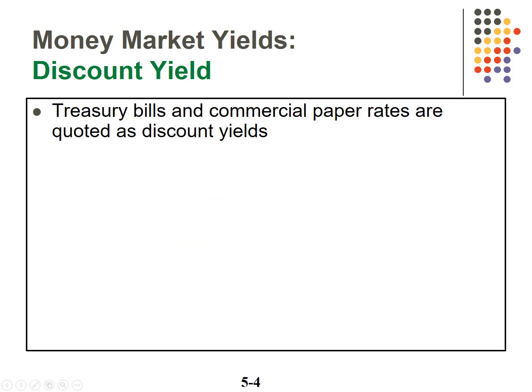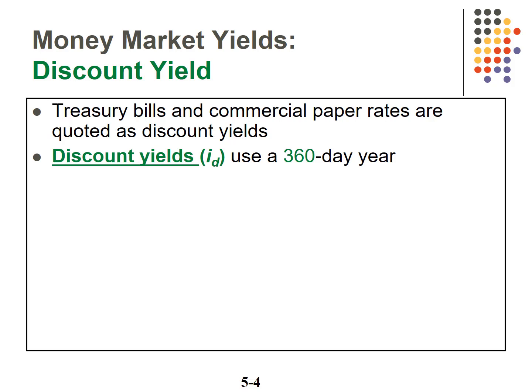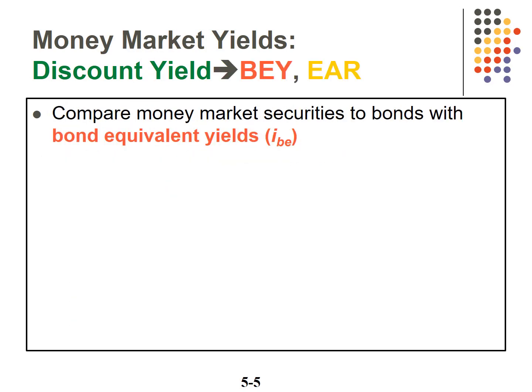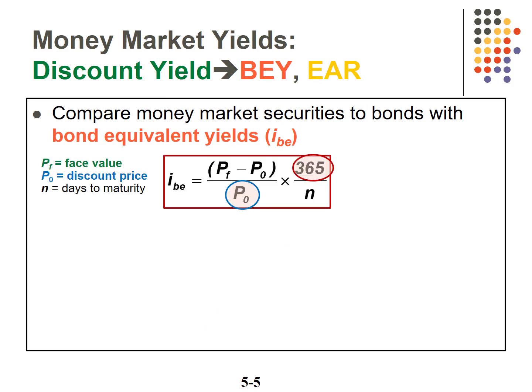Starting with discount yield. T-bills and commercial paper are quoted as discount yields. Look closely at the formula. Discount yields use a 360-day year, where N is the number of days to maturity. The denominator is the face value, not the purchase price. For comparison with bond yields, we can convert a discount yield to a bond equivalent yield using the formula at the top of the slide. Note, the denominator is the discount or purchase price, and the formula uses a 365-day year.